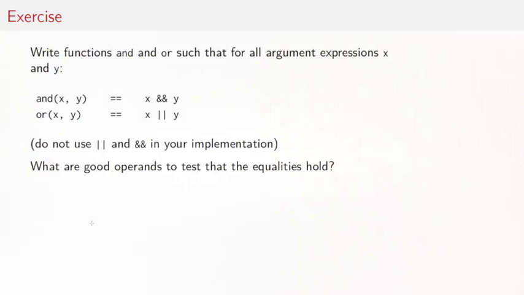Let's do an exercise. What I want you to do is write functions and or such that for all argument expressions x and y, and xy is the same as the double ampersand, and or xy is the same as the double bar. And of course, you shouldn't use bar or ampersand in your implementations. When you think about it, it's also good to think what are good operands to test that these equalities hold.